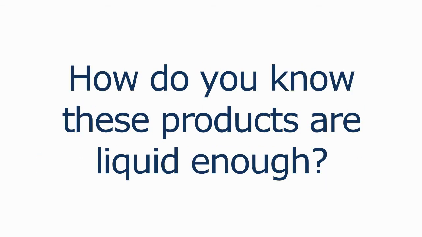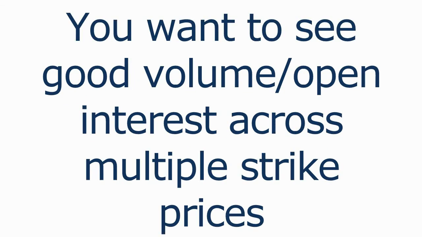So how do we check to make sure the products we're trading are liquid enough so we're able to get in and out of the trades quickly and at good prices? Well, since we trade options, you look at the liquidity of the option, not the shares of the stock. When looking at the options on a specific stock or an ETF, we want to see good volume and open interest spread across multiple different strike prices.